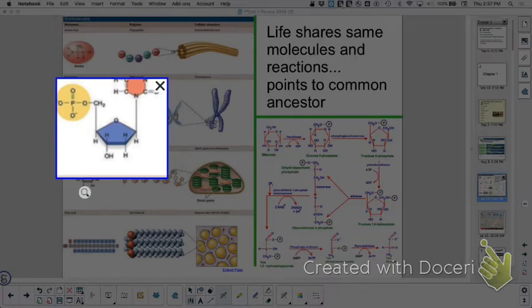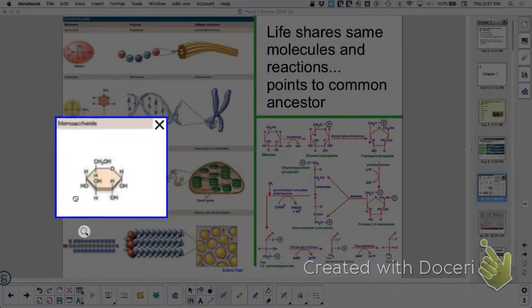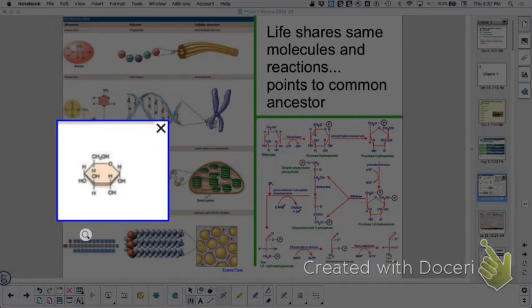4, 5, and this is the? Good. Monosaccharide. What is that? Glucose, a sugar, right? And what are some of the monosaccharides we know? We know we have glucose, galactose, and fructose.